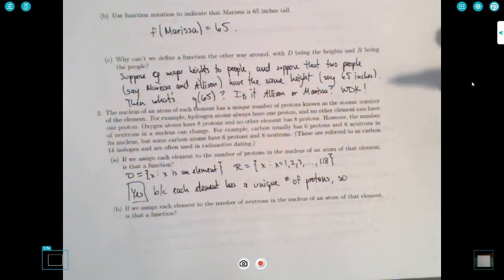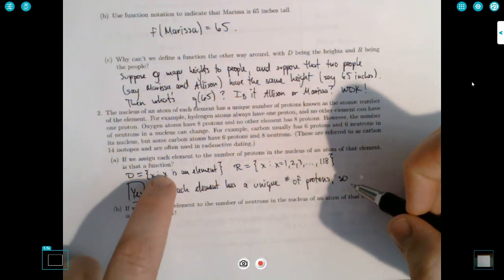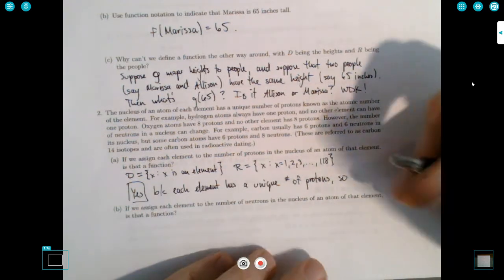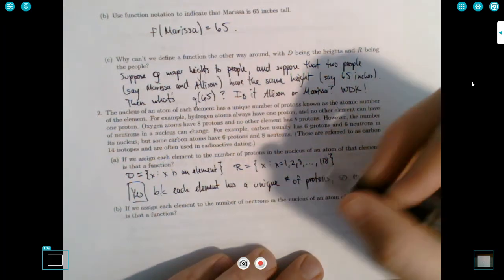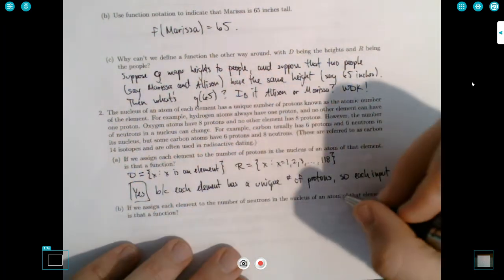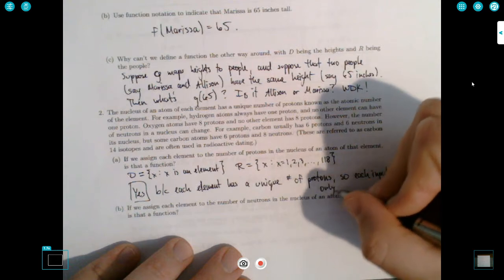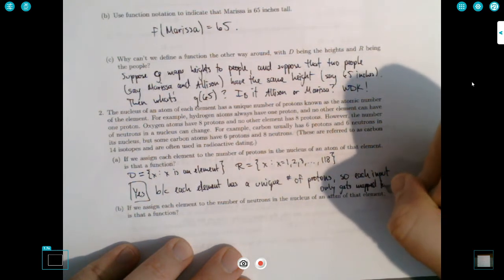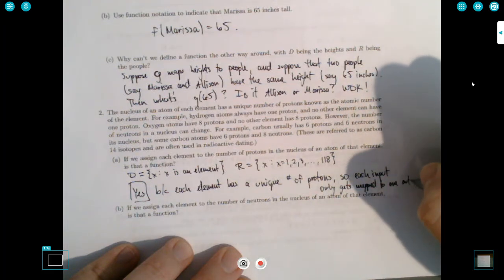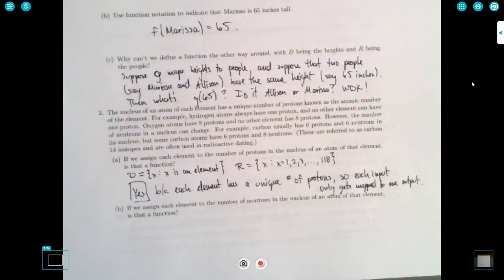So each element would only get mapped to one place. So each input would only get mapped to one output, right? Only gets mapped to one output. Okay, so that's good. And then part B says, if we assign each element to the number of neutrons in the nucleus of an atom of that element, is that a function?